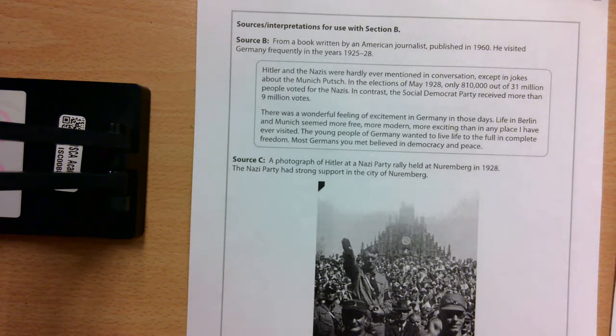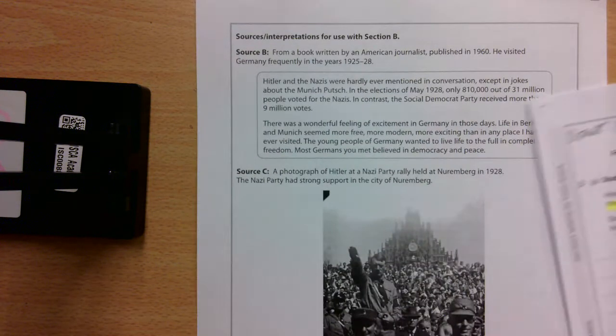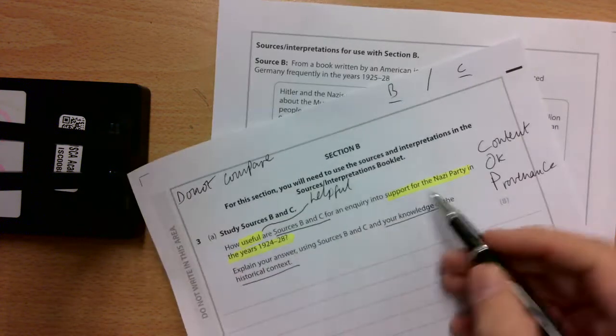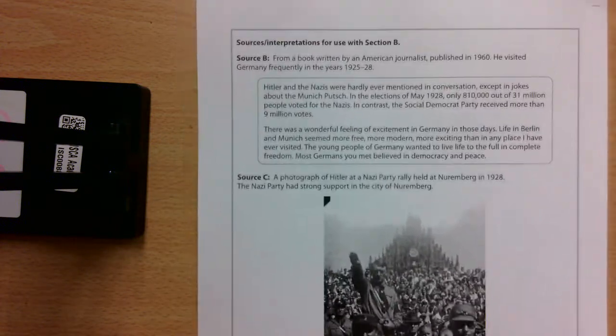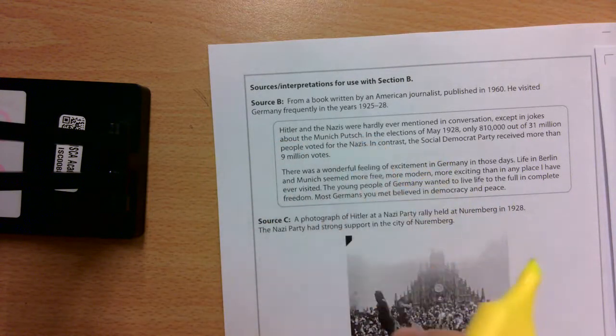All right, and we start off looking at that here with these sources. So the first thing I'm going to do is look at the C, the content. What can I see or what can I read? And what can I find out from that about support for the Nazi Party in the years 1924 to 28? So what are these sources telling me about that? So I'm going to highlight anything that tells me about the level of support. So I'm going to start off with source B.